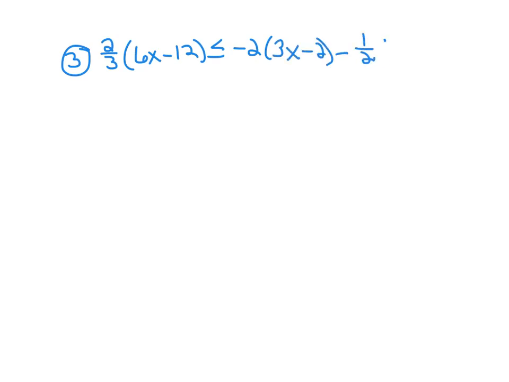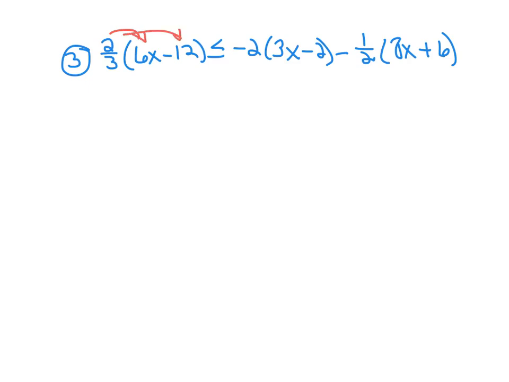Okay, this one's going to be a little difficult, a little bit harder, so here we go. 2/3 times 6x minus 12 less than or equal to -2 times 3x minus 2 minus 1/2 times 8x plus 6. All right, again, hit pause, work it out, and then come back and see if you got it to match. All right, here we go.